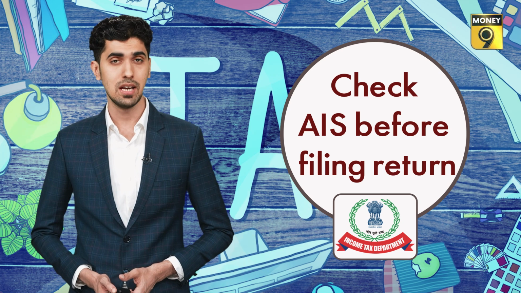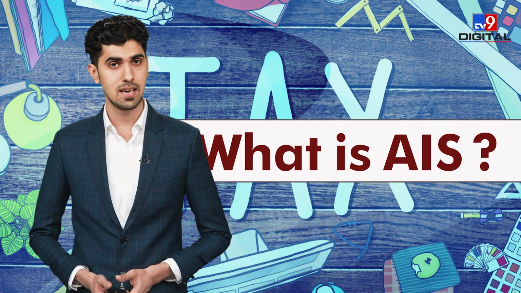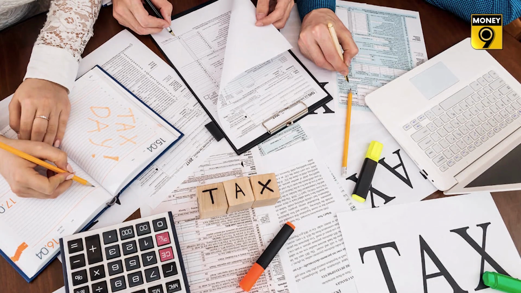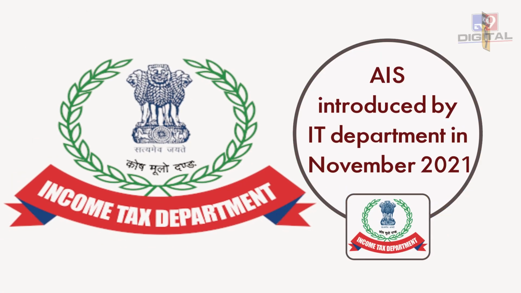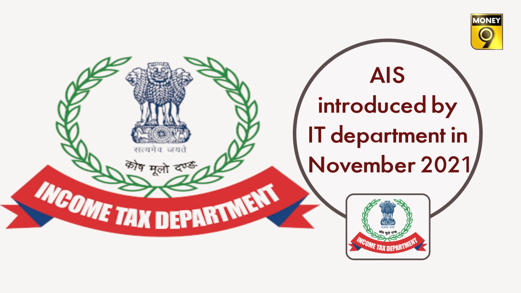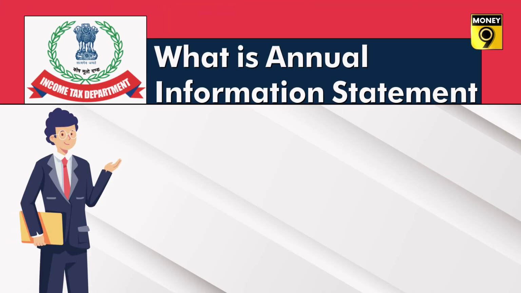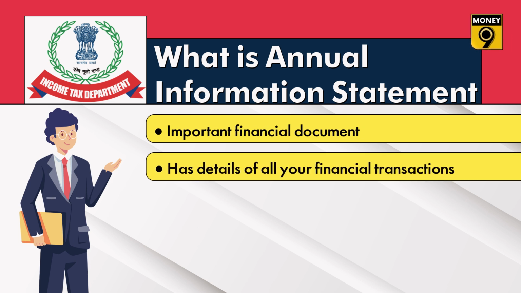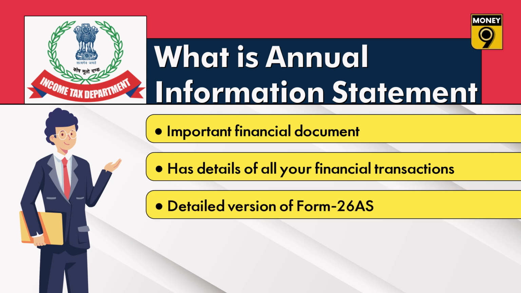One of such documents is AIS or Annual Information Statement. Let's understand what is AIS and why it is needed during ITR filing, and the whys and hows of rectifying any mistakes in your ITR. The IT department began providing AIS or Annual Information Statement in November 2021. This is an extensive and important financial document that contains details of all financial transactions you have undertaken during the year. This is a much more comprehensive form of Form 26-AS.